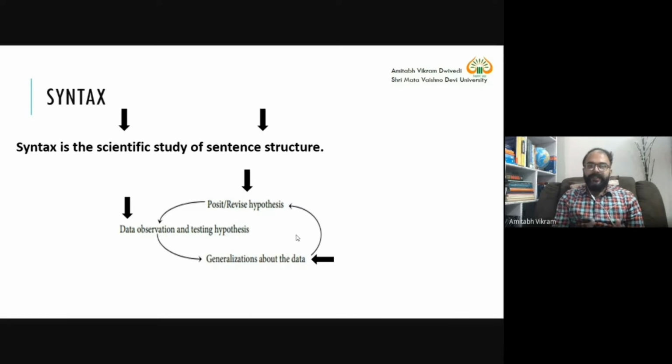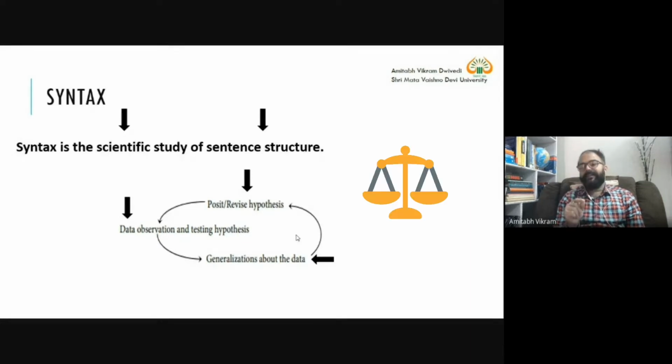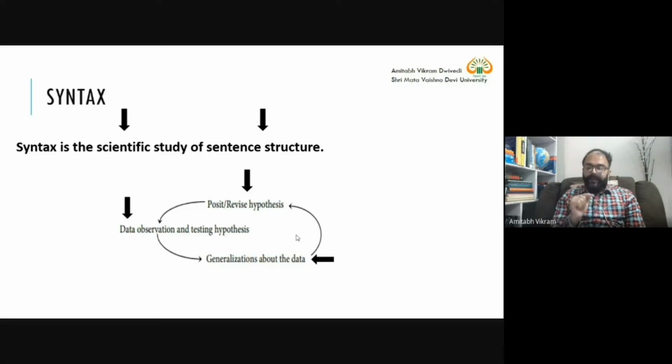Now, when we say syntax is the scientific study of sentence structure, this scientific is objective. This scientific is not subjective. It is not the case that this is right and this is also right. No, it is not the case. We have discussed that syntax is the scientific study of sentence structure. Objectively, we will study the structure of sentences. Because we have used the word scientific, and these things are very much the part of research methodology once you conduct a research.